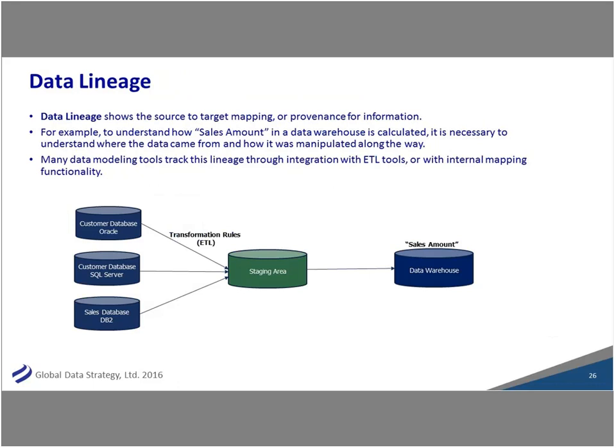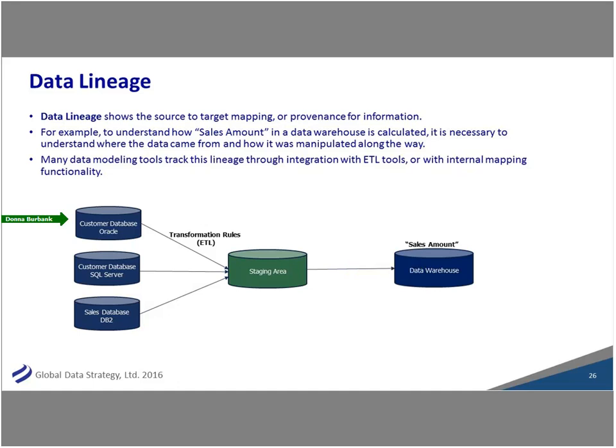A lot of folks doing data modeling are doing it for data warehousing. So take this idea of lineage. For example, I have this term sales amount on my BI report or my data warehouse. It started out on three different databases, Oracle, SQL Server, DB2. This is definitely a subset of a real environment. We transformed it through ETL, put it in a staging area, and created a warehouse. What are the rules around that? What was the initial field, and how did it get transformed?